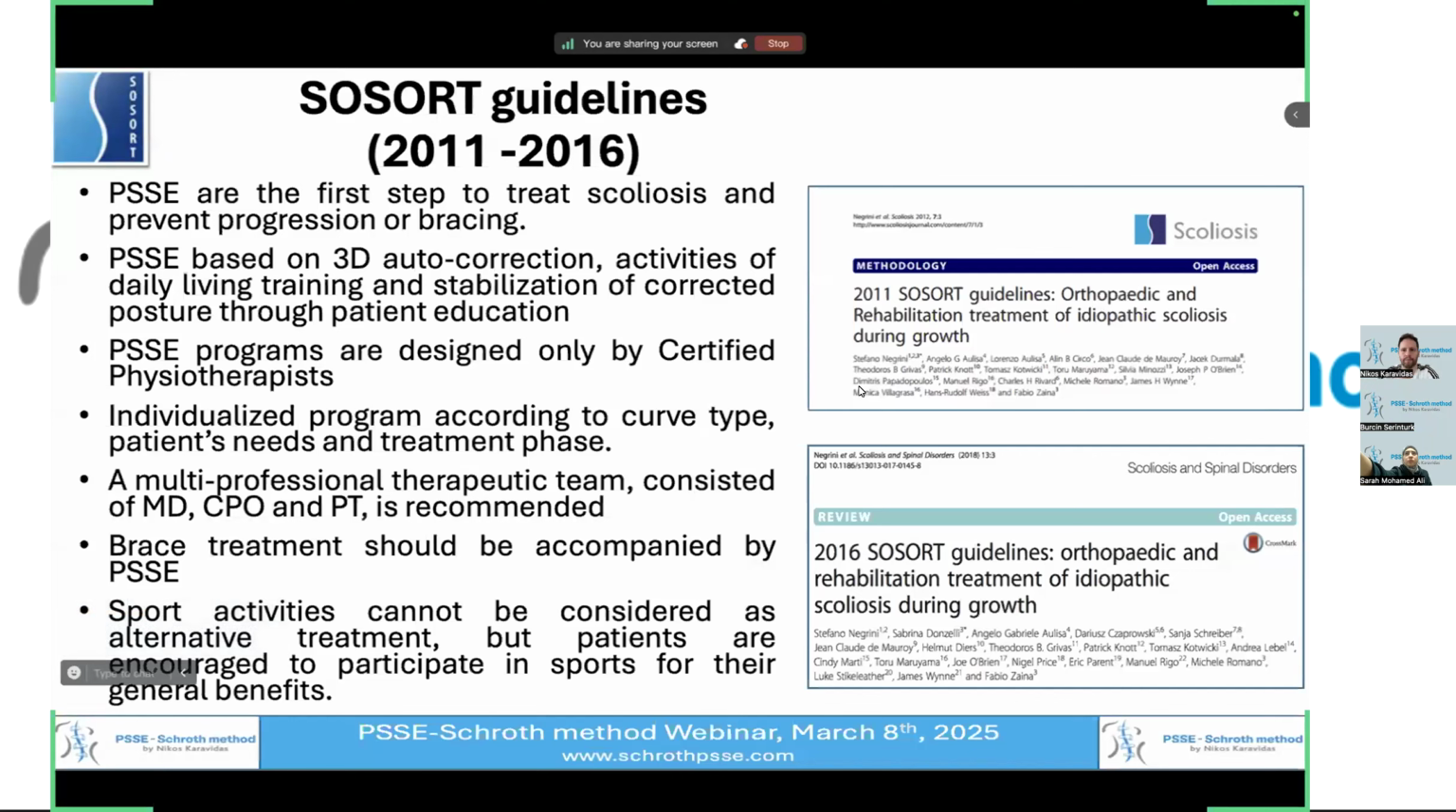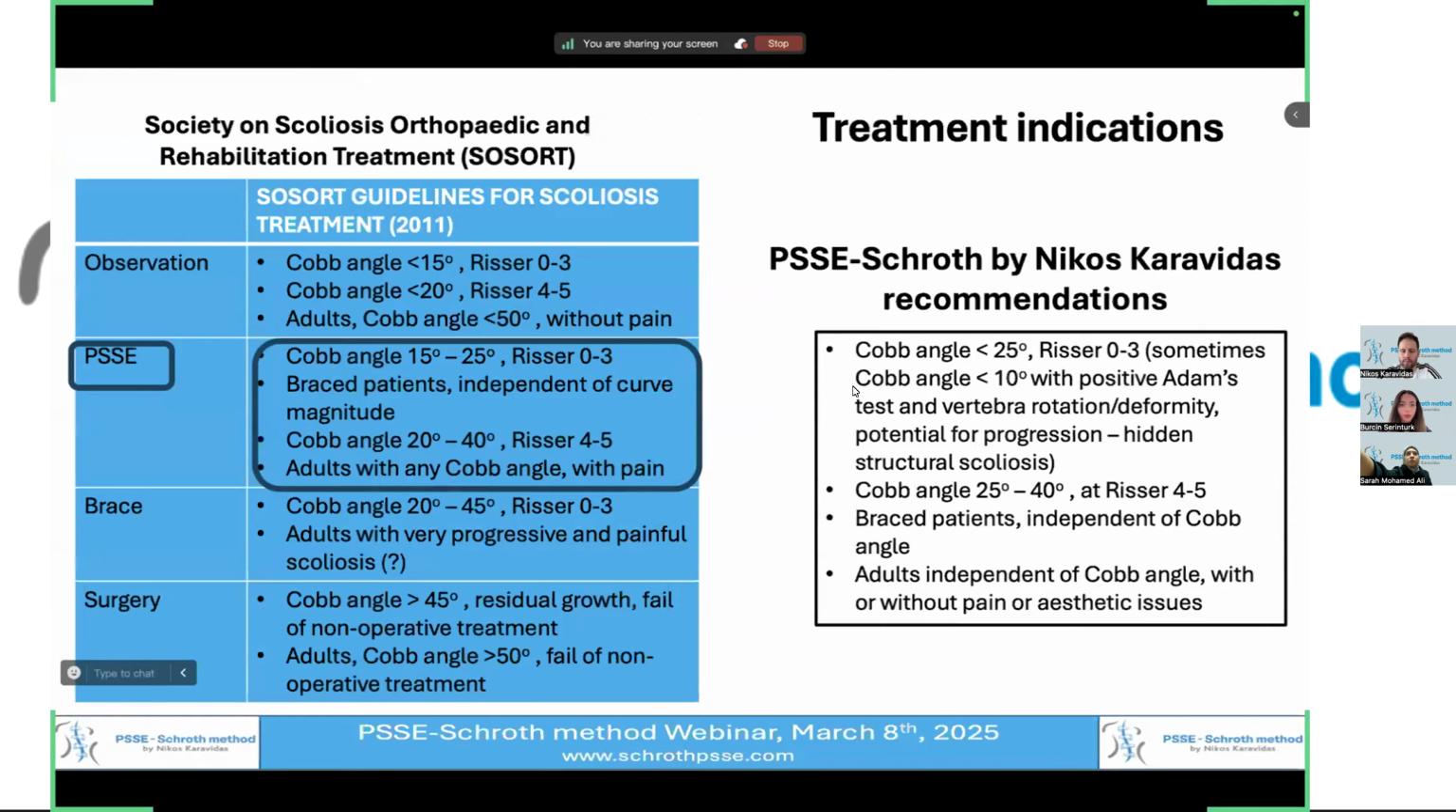Bracing treatment should be accompanied by PSSE, and sport activities cannot be considered as alternative treatment. So yes, we can recommend sports for our patient, but not as a treatment. And it doesn't matter what kind of sport. It's important just to do some movement sports for our patient with scoliosis.